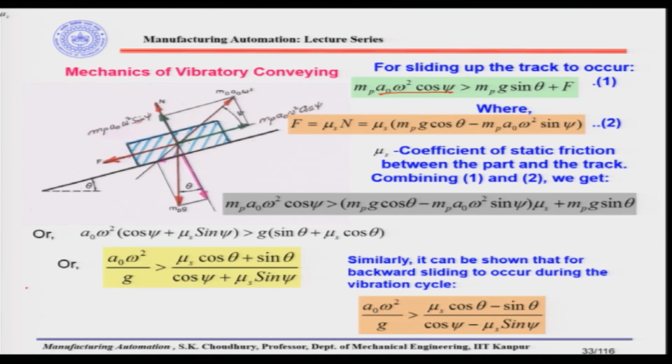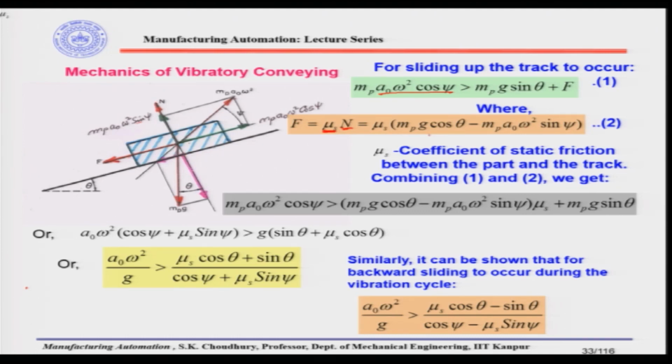So, the friction force F is mu s into N, which is the normal force. We can find N as this force minus this force, which is MPg cos theta, this component, minus MP A0 omega square sin psi. So, this component minus this component is that N.